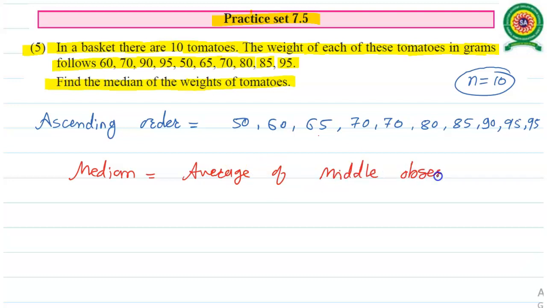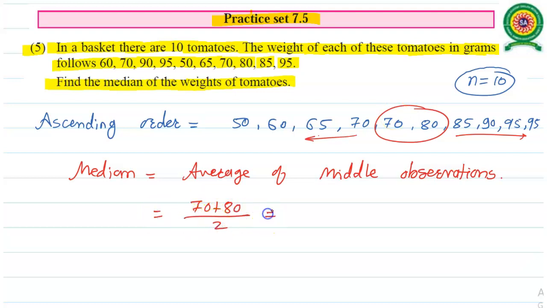So let us try to evaluate the middle observations first. We leave 4 towards the right and 4 towards the left, so 70 and 80 are the middle observations. Take their average, that means 70 plus 80 divided by 2. So 70 plus 80 is 150, and 150 divided by 2 is exactly 75. So the median of the given data is 75.